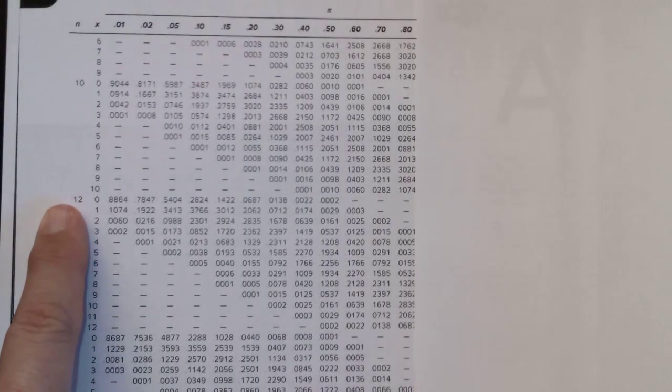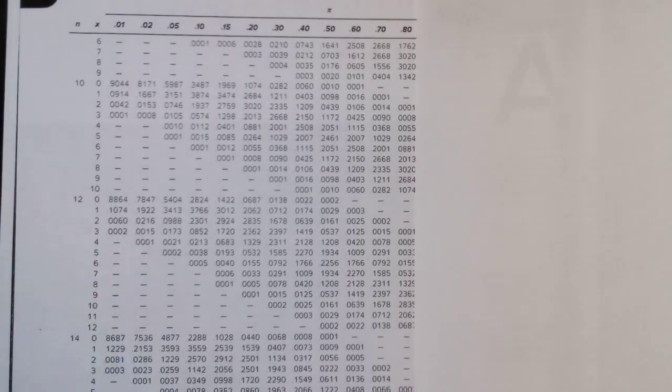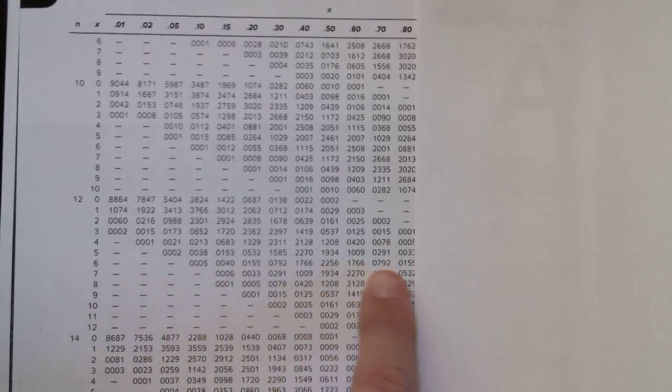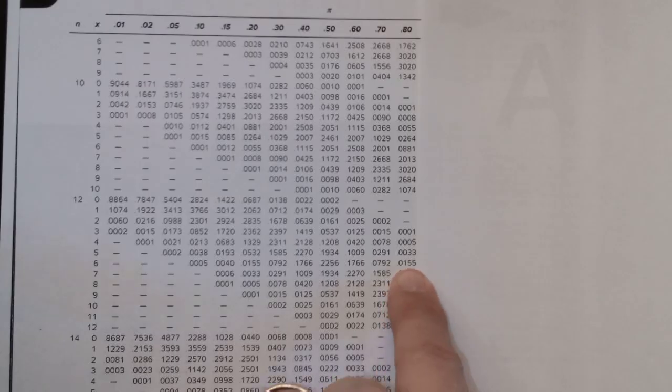12 trials. The next column is the number of successes. 6 successes, 0.1555, the exact same number. Do I actually have to do the math? Nope.